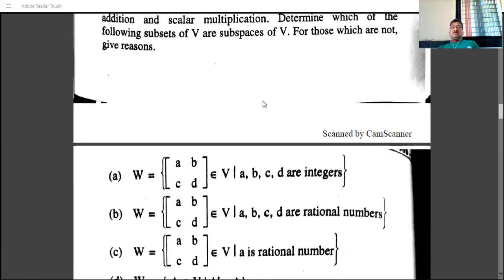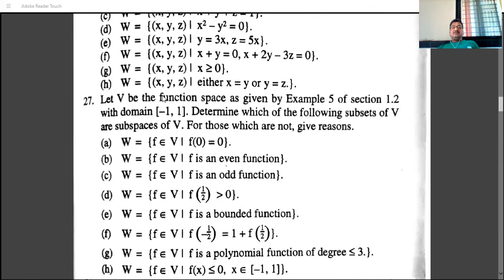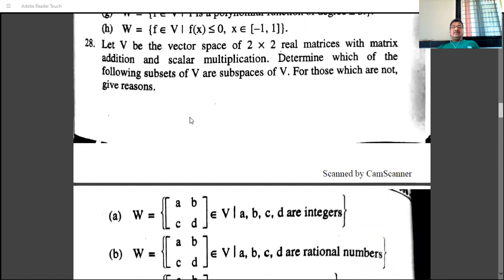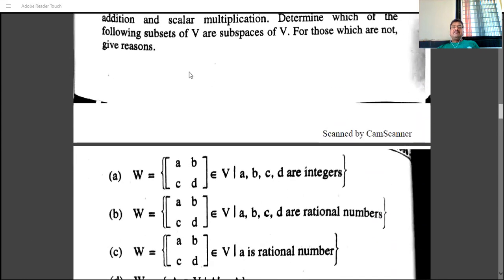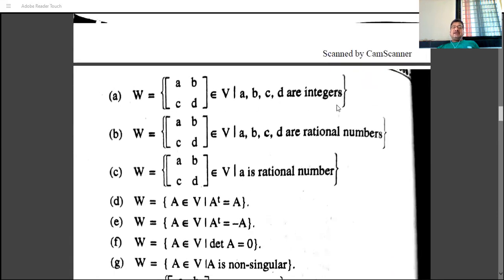2 by 2 matrices, the set of 2 by 2 matrices. This is 27. V is the set of functions defined on the domain minus 1 to 1. V is a vector space of 2 by 2 real matrices, with the usual scalar multiplication and addition as the operations. So W is this set, where A, B, C, D are integers. This is not true for scalar multiplication. Already the answer is given.